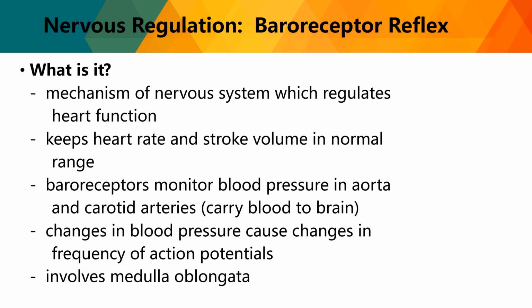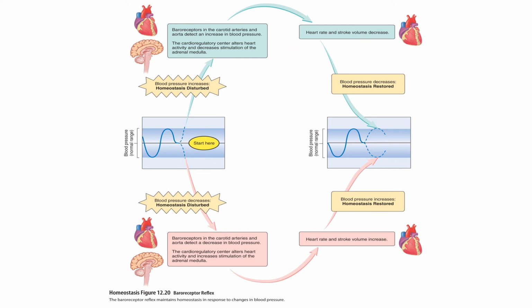The nervous regulation, or the baroreceptor reflex, is the mechanism of the nervous system which regulates heart function. It keeps the heart rate and stroke volume in normal range. The baroreceptors monitor blood pressure in the aorta and carotid arteries that carry blood to the brain, and changes in blood pressure cause changes in the frequency of action potentials, involving your medulla oblongata. So this is the baroreceptor reflex.